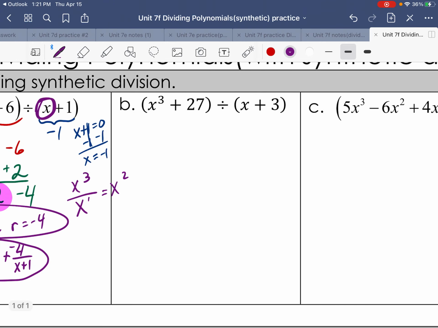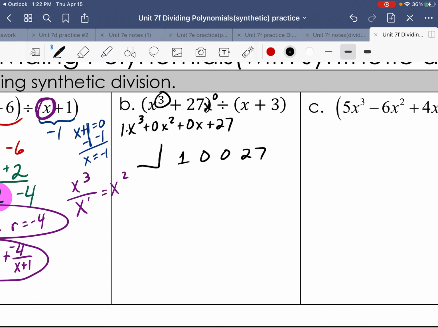All right, for B, the exponents definitely do not go down, so we have 3 down to 0. We're missing 2 and 1, so it'll be x to the third plus 0x squared plus 0x plus 27. So our coefficients are 1, 0, 0, 27. In the backwards little box, what are we going to put? It's going to be the opposite, x plus 3, so it'll be a -3. Again, you can make that your solution if you'd like.